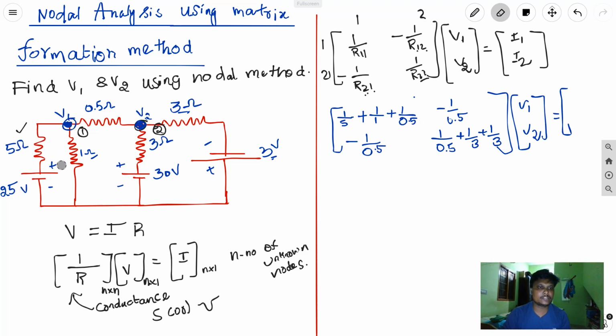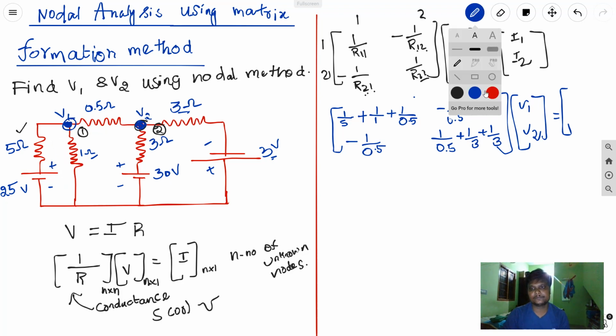Then the next question: whether I have to take the 25 by 5 as positive or negative, we usually get based on the polarity. You see the polarity is upwards, right? Plus is upwards, that means the current is upwards. Current upward means it is towards the node. So in that case, I have to take 25 by 5. That is what I want, because node 1 has only a 25 volt battery.